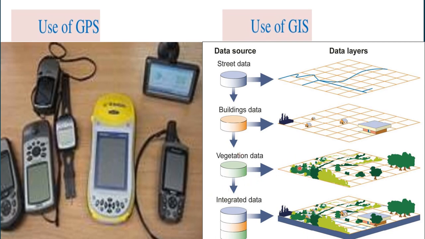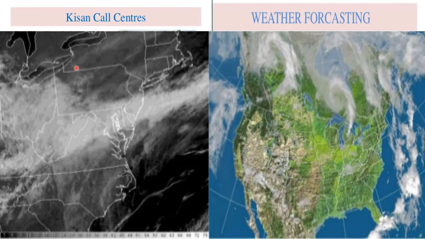Function of GIS: digital mapping, analysis of soil. Kisan call center: computer terminals, interactive video conference and voice call can be done using Kisan call center. Weather forecasting: weather forecasting finds out weather, climate, water stresses.